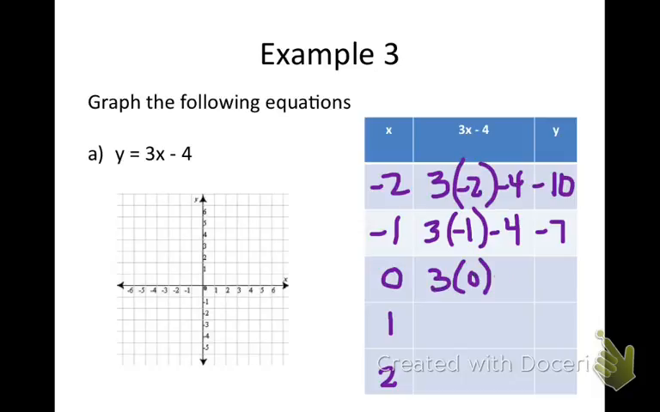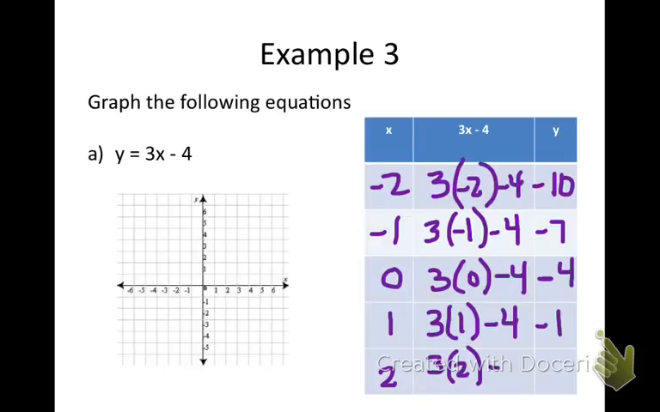3 times 0 minus 4. So be sure to draw your graphs appropriately. You might want to do the table before drawing your x and y axes to make them fit. 0 minus 4 is -4. My brain sees numbers, so make sure you're multiplying first. 3 times 1 is 3, and 3 minus 4 is -1. And then 3 times 2 is 6. 6 minus 4 is +2.